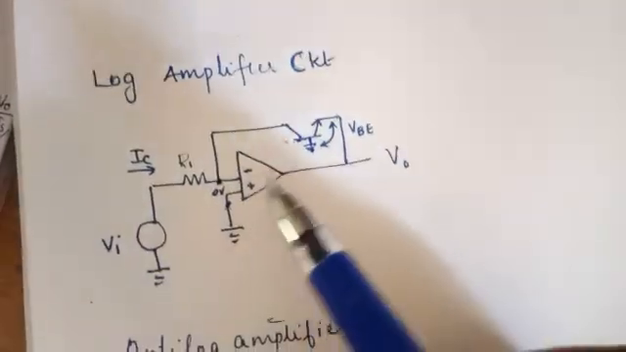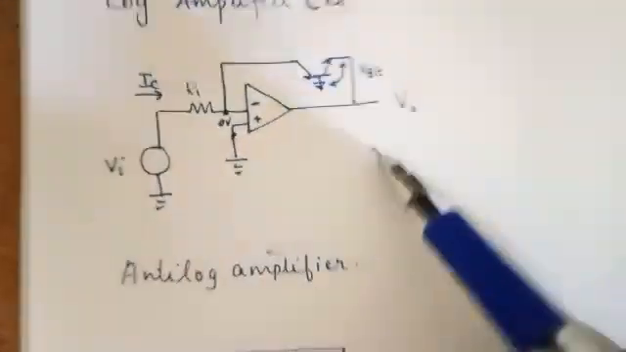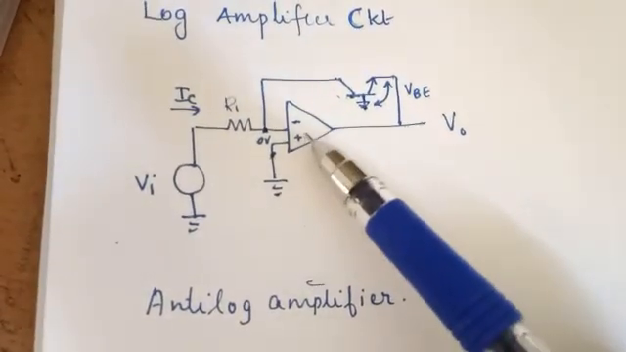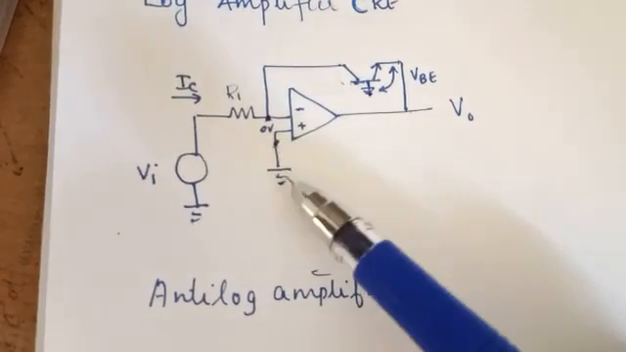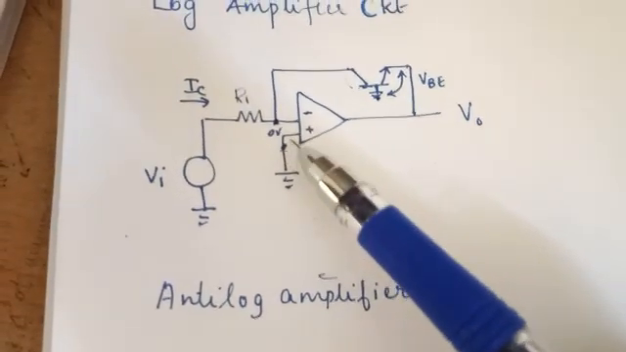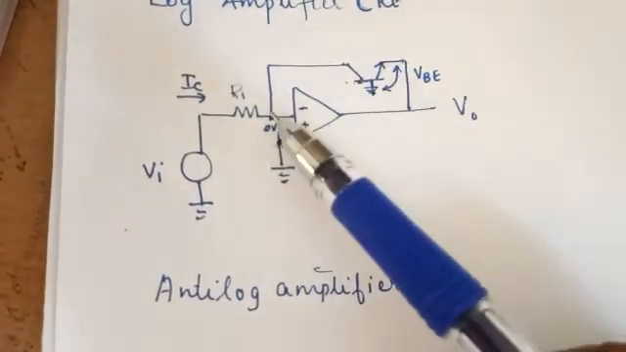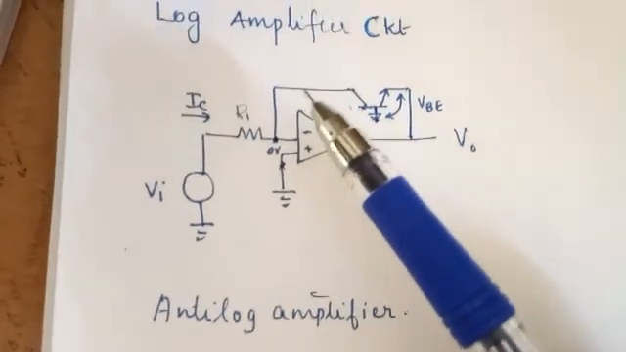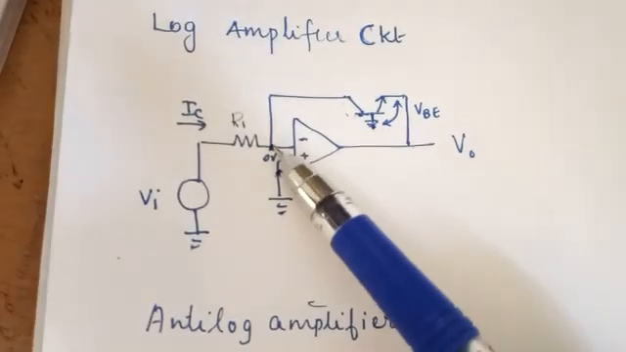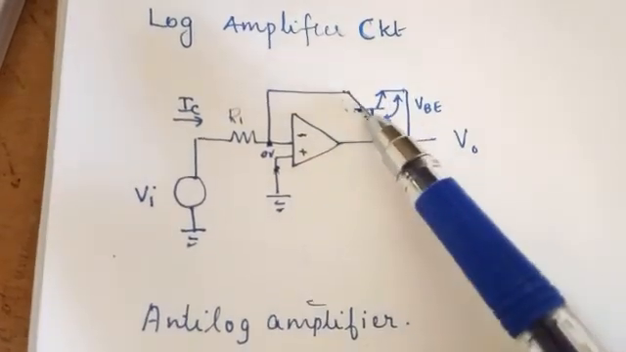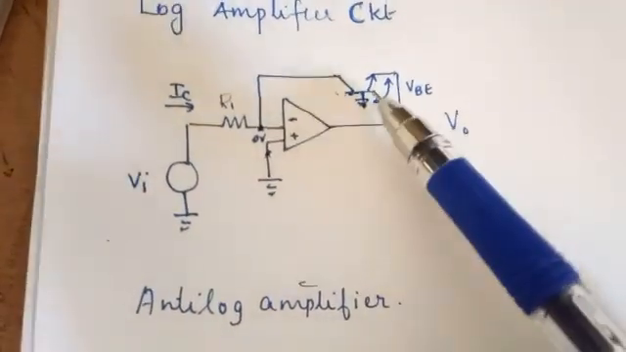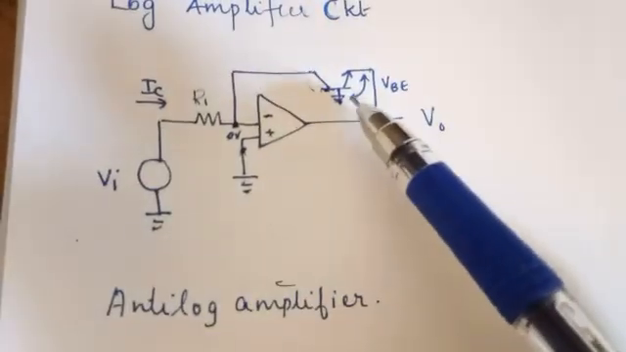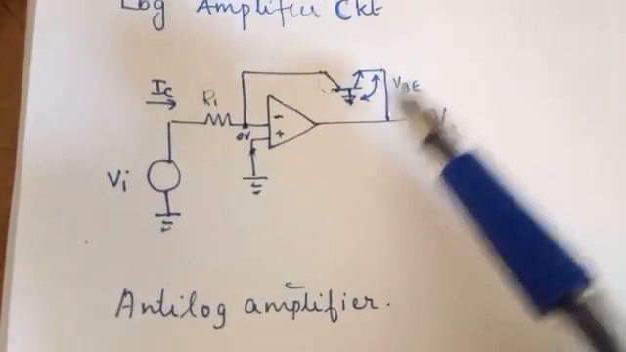So this is the op-amp and here is the transistor connected, and the non-inverting terminal is connected to the ground. So this point is 0 volt. So this is also 0 volt according to the virtual ground property. So this is 0 volt and this is connected to the collector, that is, the collector is grounded and the base is also grounded. So the only voltage here is the voltage between the base and the emitter, that is VBE.